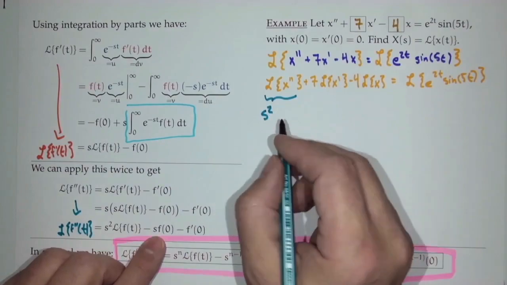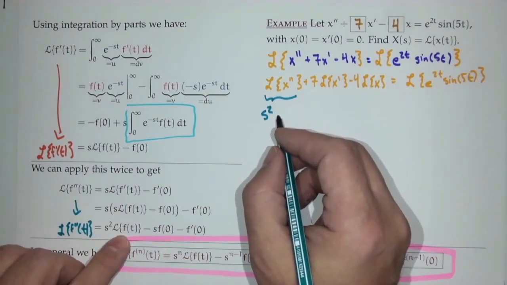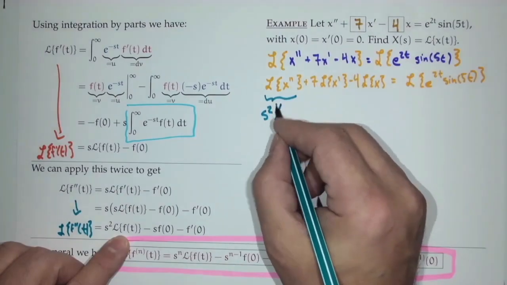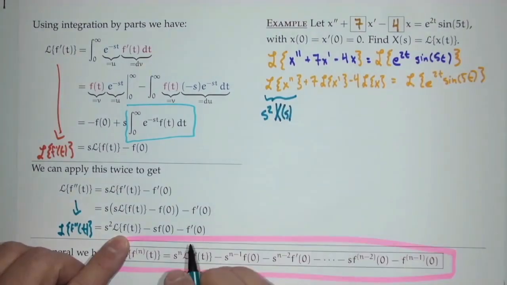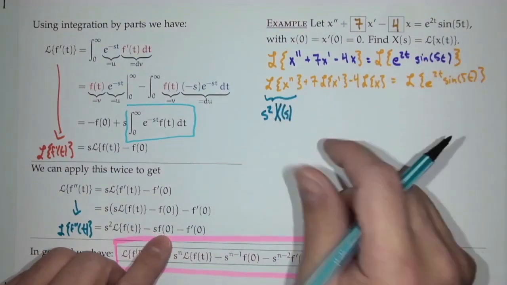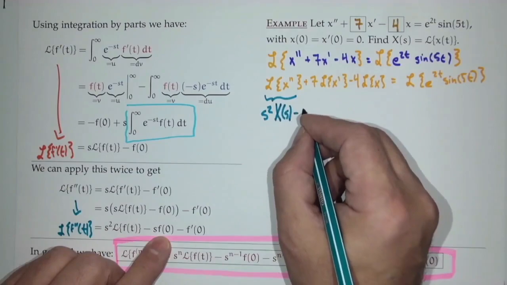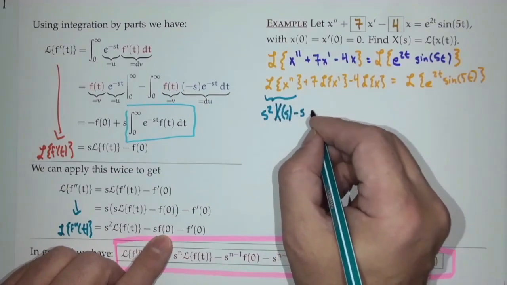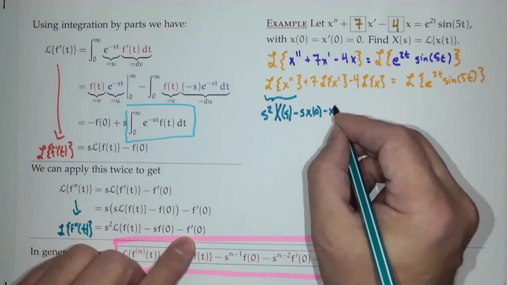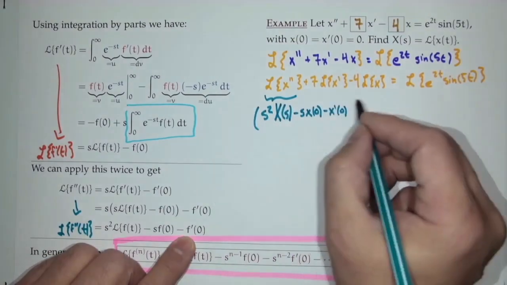But then we have to multiply by the Laplace transform of x. We're calling that capital X, so capital X of s. But don't forget, we have to subtract s times our function at 0, that's x of 0, and subtract the derivative of the function at 0. Okay, so that's the first piece.